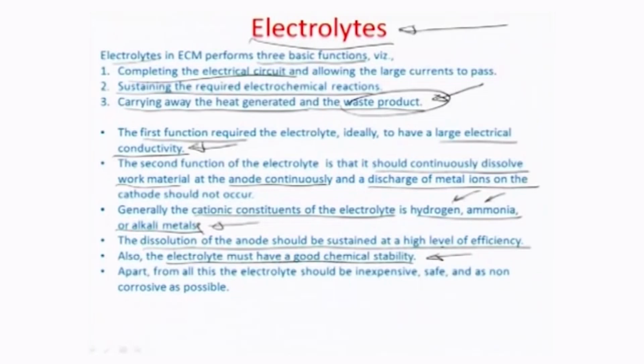So, in a nutshell: good conductivity of the electrolyte, the ability to dissolve away the workpiece by precipitating whatever is coming out, and whatever cationic reactions are happening at the tool side or the cathode side being supported by emanation of a gas like hydrogen or ammonia, and the very fact that it should be of a highly sustained nature as far as the electrochemical operation of the workpiece goes. So, these are all necessarily included for the choice of electrolytes.